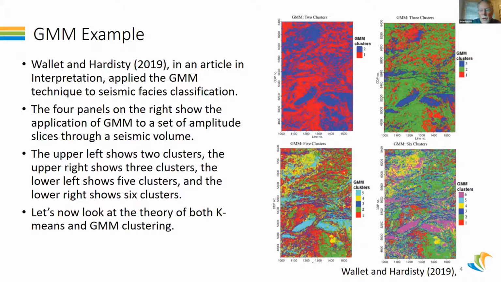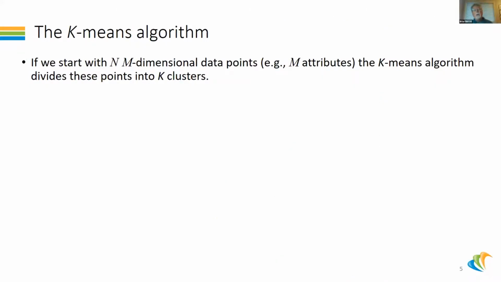All right, so that's showing a couple of examples from the literature. Now let's look at the actual theory. The k-means algorithm is actually much more simple to understand than the Gaussian mixture model algorithm.